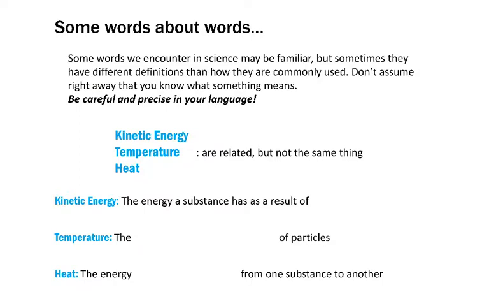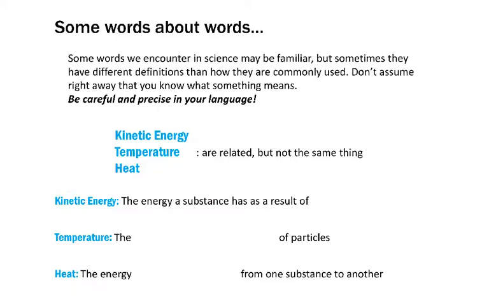Okay, we will end this part 2 with this slide. Some words about words. As I said before, we may have slightly different definitions here in this class than what you think or what you're used to outside. Don't assume right away that you know what something means, but always be careful and precise in your language. If you mean to say kinetic energy, don't say heat. Be very careful about saying the right thing. Kinetic energy, temperature, heat are related, but they're not the same thing.